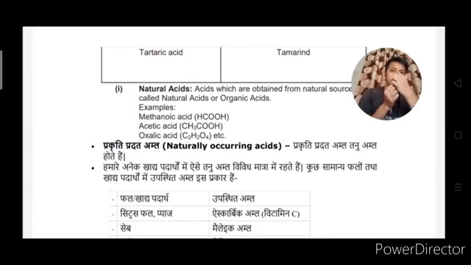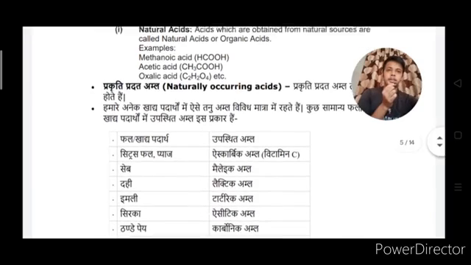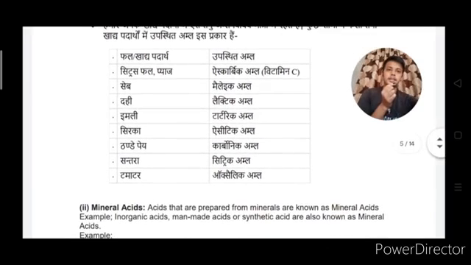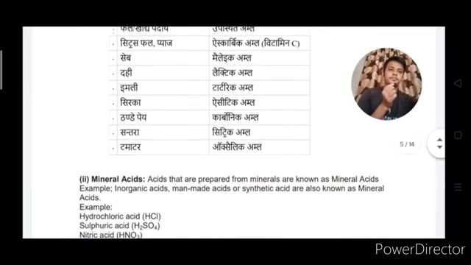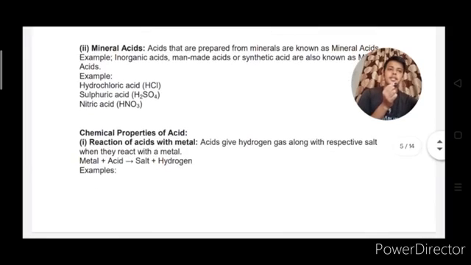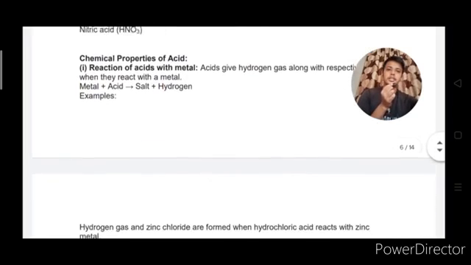So methanoic, acetic and oxalic acids are known as natural acids. The list in Hindi is also given here. Mineral acids, which I have told you about before, are inorganic acids.